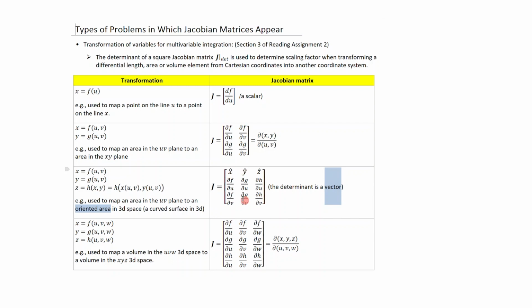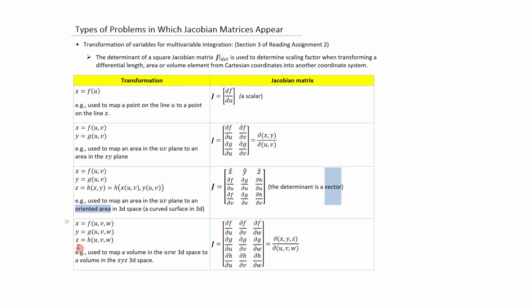It looks a little bit different. These x hat, y hat, z hat would be basically the unit vectors in the Cartesian coordinate system. These are the partial derivatives with respect to u and v. And if we were to take the determinant of this matrix, this would essentially allow us to compute the differential surface area element on a curved surface. We'll be dealing with this later in the course, in particular in lectures 19 and 20.